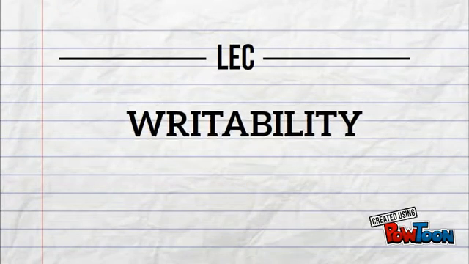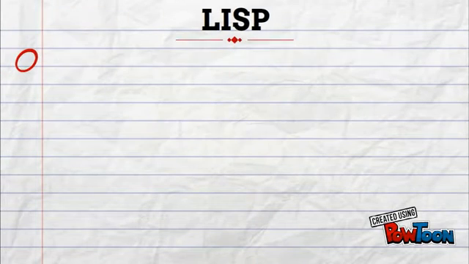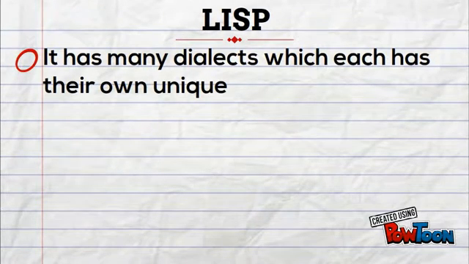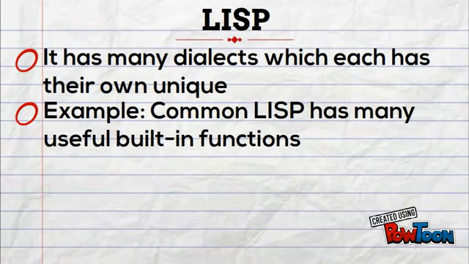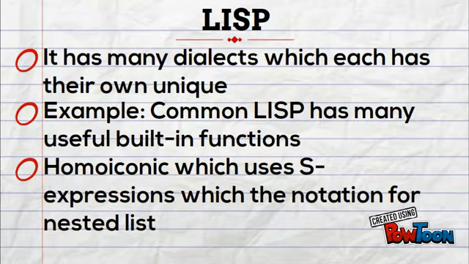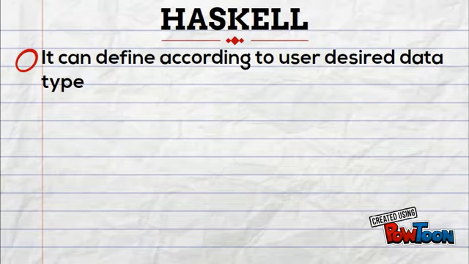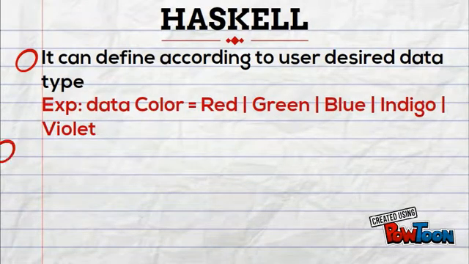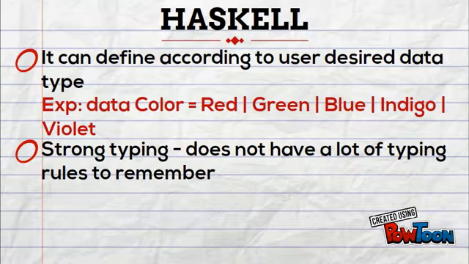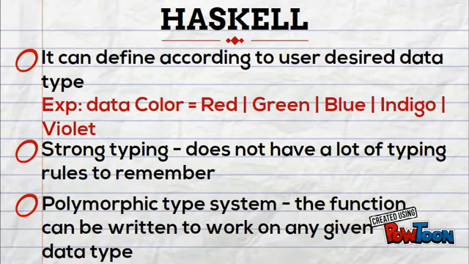Now we will discuss writability. Lisp has many dialects, each with its own uniqueness. For example, Common Lisp has many useful built-in functions. Lisp is also homoiconic, which uses S-expressions, a notation for nested lists. Haskell can define data types according to the user's desire. It is strongly typed because it does not need to remember a lot of typing rules. It has a polymorphic type system in which a function can be written to work on any given data type.